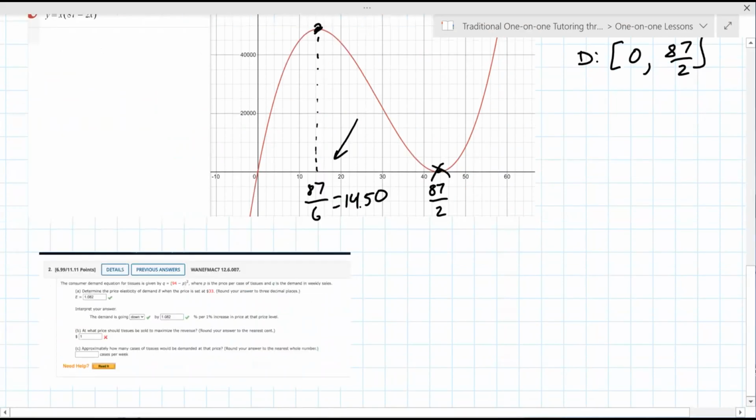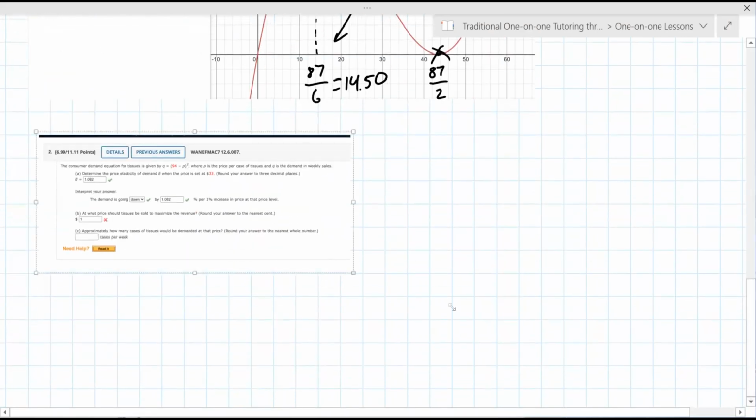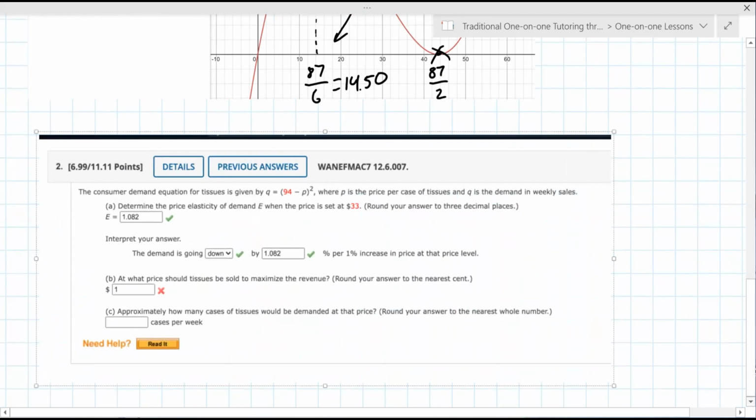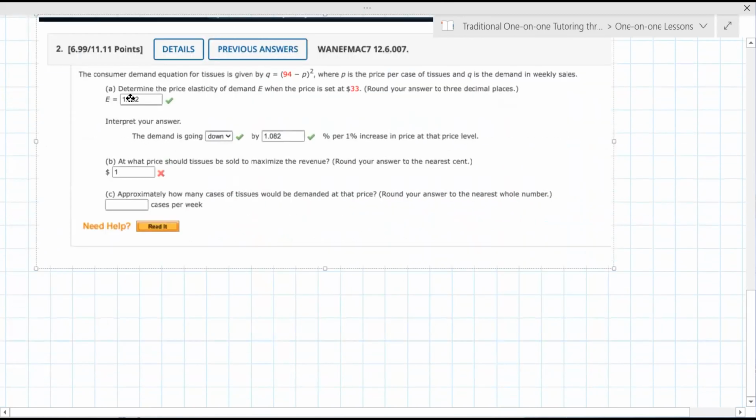So here's question 2. Let's make it a little bigger so we can see it. All right. So you found this. So at what price should the tissues be sold to maximize the revenue? There's 2 ways to do part B. One way is to figure out where E equals 1. That's the way we're supposed to be taught how to do it, the way we're doing it.